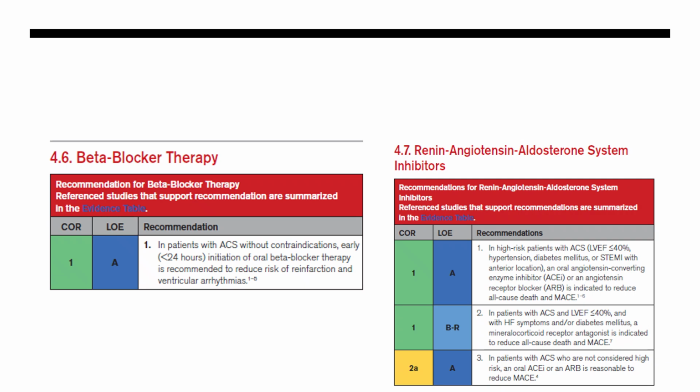Beta blocker therapy. In patients with ACS without contraindications, early, which is less than 24 hours, initiation of oral beta blocker therapy is recommended to reduce the risk of reinfarction and ventricular arrhythmias. Renin-angiotensin-aldosterone system inhibitor: in high-risk patients with ACS with ejection fraction below 40%, hypertension, DM, or ST elevation MI with anterior location, an oral ACE inhibitor or angiotensin receptor blocker is indicated to reduce all-cause death and major adverse cardiac events.